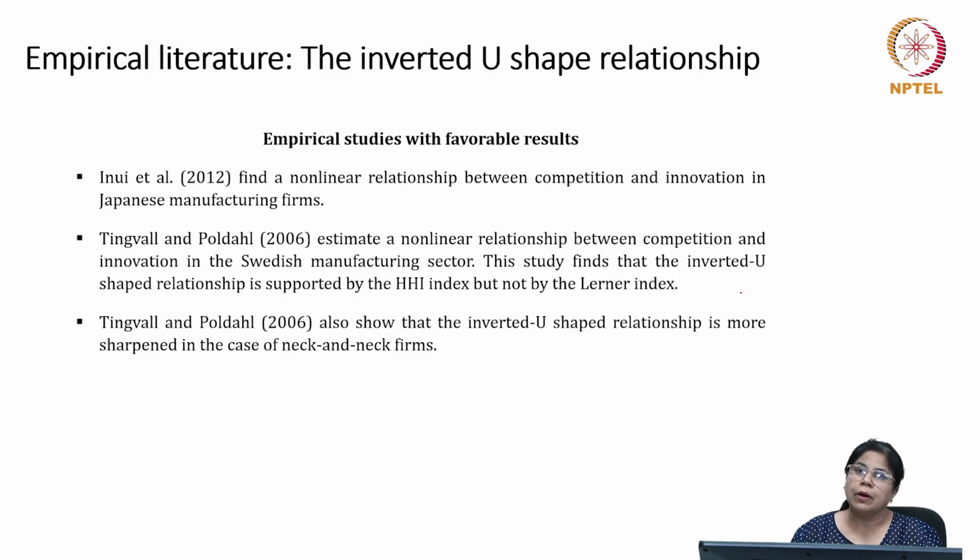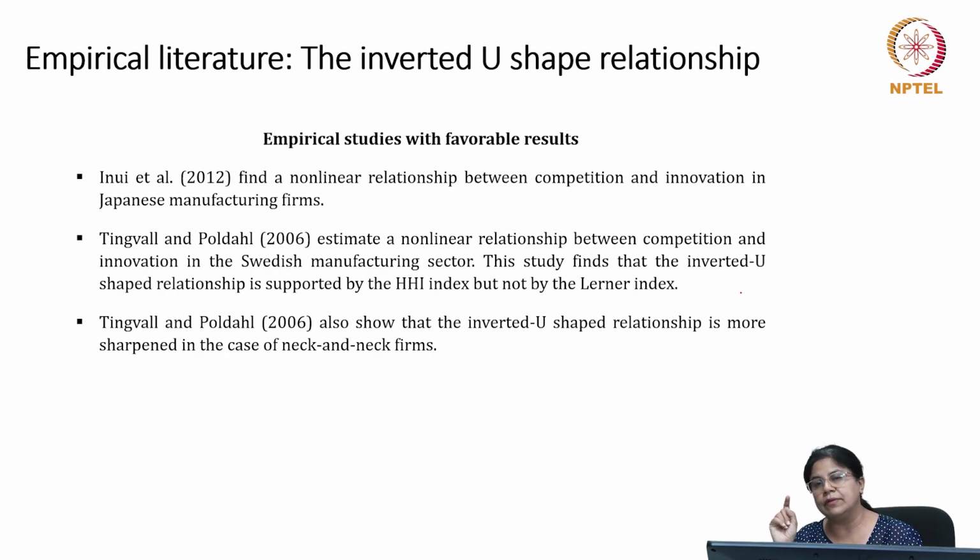So, there are studies which have found results favorable to it. For instance, in the context of Japanese manufacturing firms, the authors have found a non-linear relationship between competition and innovation. Tingvall and Poldahl have also found a non-linear relationship between competition and innovation in the Swedish manufacturing sector. And they found that this inverted U-shaped relationship is supported by the HHI index but not by the Lerner index.